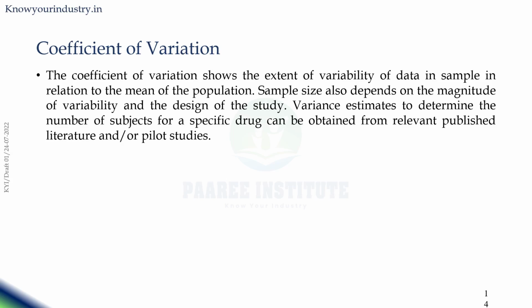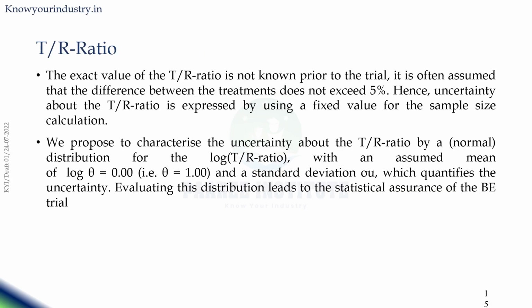Now, what is coefficient of variation, and how does it influence the sample size calculation during a bioequivalence study? The coefficient of variation shows the extent of variability of the data in a sample in relation to the mean of the population. Sample size also depends on the magnitude of variability and the design of the study. Various estimates to determine the number of subjects for a specific drug can be obtained from relevant published literature or published studies. The final and last component to calculate the sample size for the BE study is the T/R ratio.